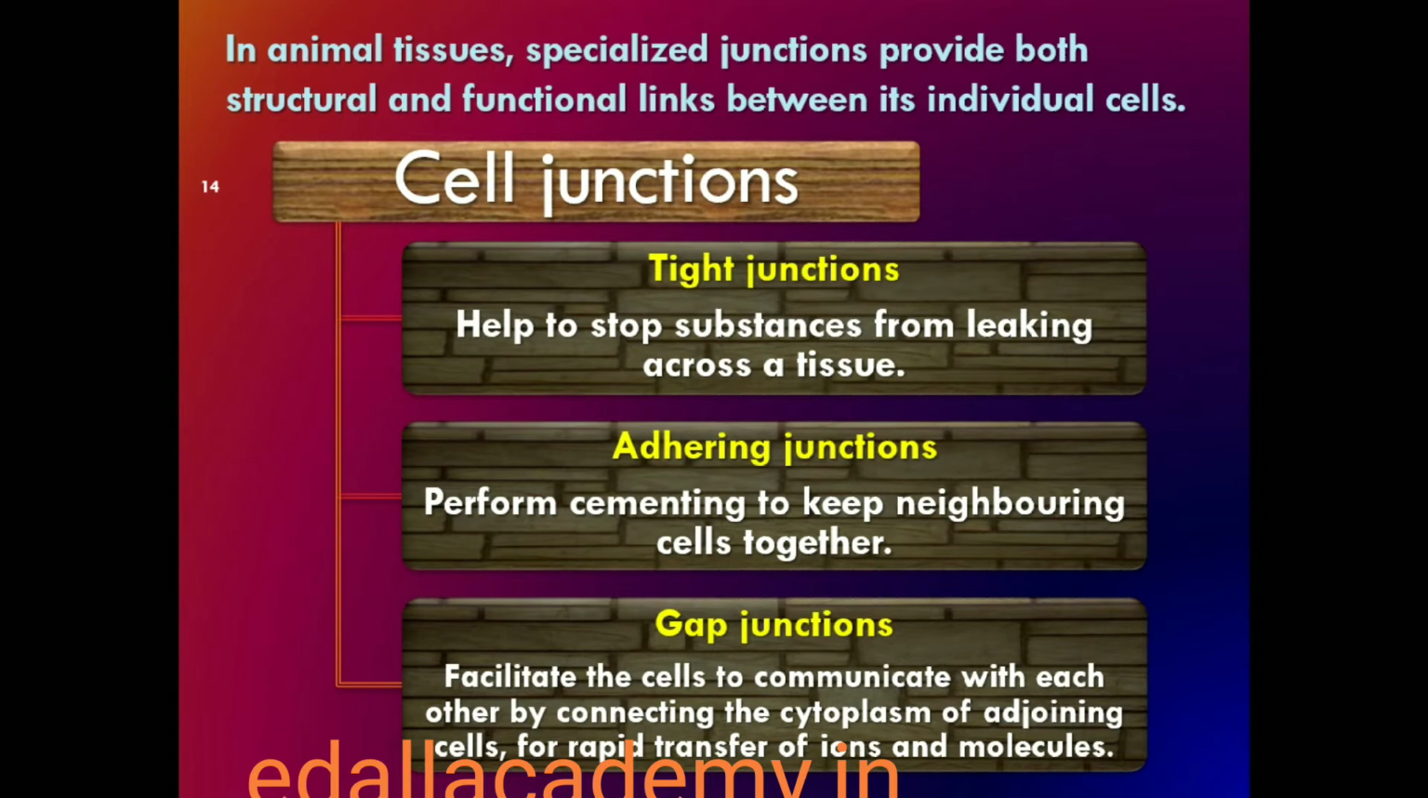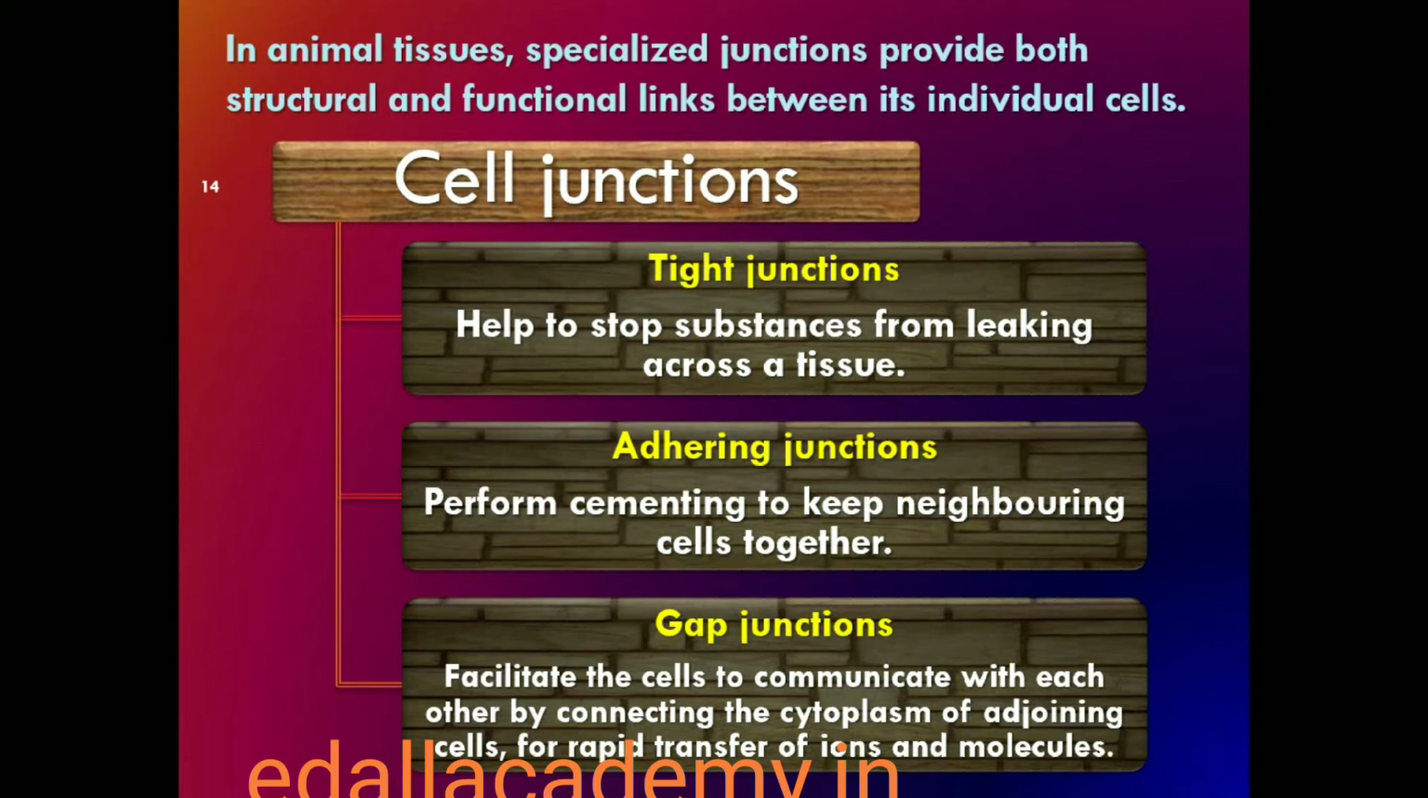All cells in epithelium are held together with little intercellular material. In nearly all animal tissues, specialized junctions provide both structural and functional links between its individual cells. 3 types of cell junctions are found in the epithelium and other tissues. These are called as tight, adhering and gap junctions.